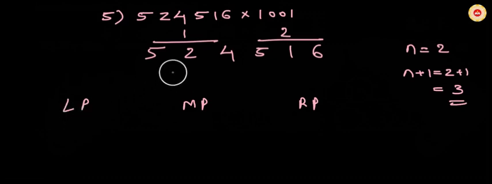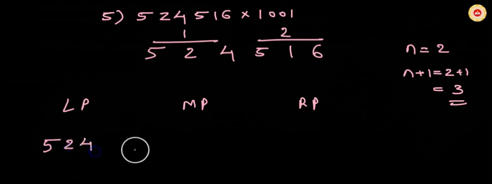What is the leftmost part of an answer? The leftmost group in the multiplicand is the leftmost part of an answer. So write 524, which is the leftmost group, in the leftmost part of an answer. So write 524 as it is. Draw a slash.